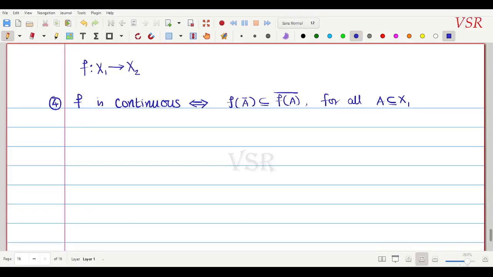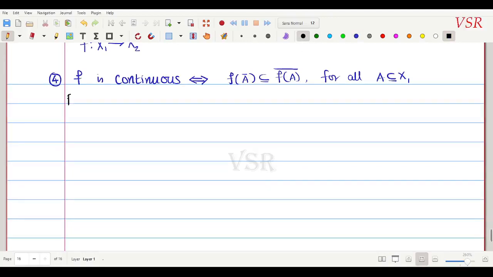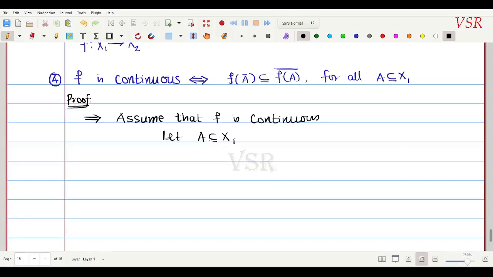Shall we do it? Okay. So we'll take one way. Proof: assume that f is continuous, and let capital A be a subset of X1. Now what do we need to prove? To prove, that is, f of A closure is contained in f of A the whole closure. We need to show this. So to prove is this: f of A closure is a subset of f of A the whole closure.